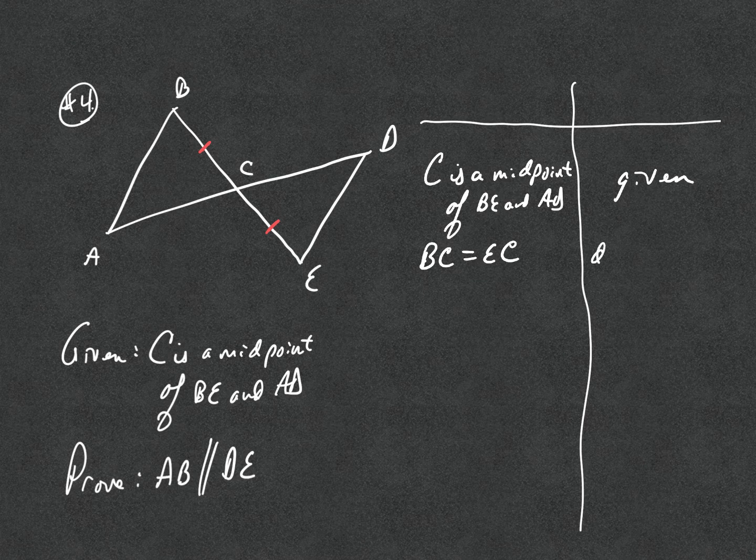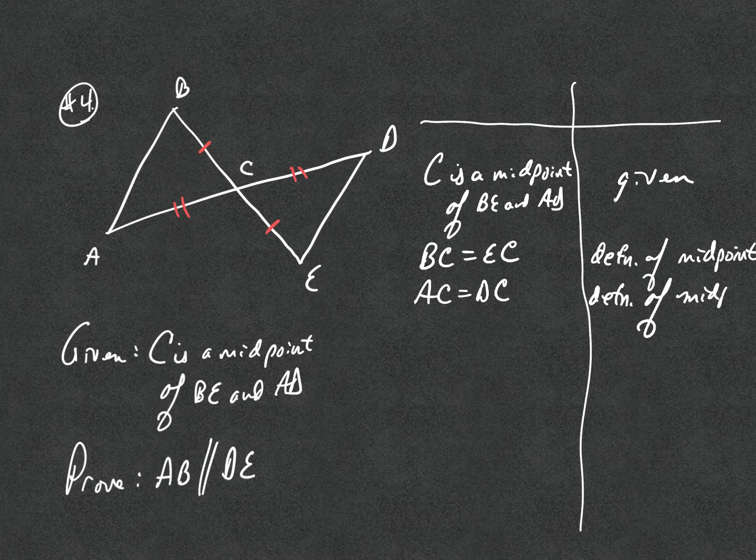And what you're using there is the definition of midpoint. Midpoint is a point that's halfway between or in the center of a line segment. Similarly, because C is a midpoint of AD, we can then say that AC and DC are the same length, obviously using the exact same reason, definition of midpoint. So what we get fairly quickly is two sides of the triangles.